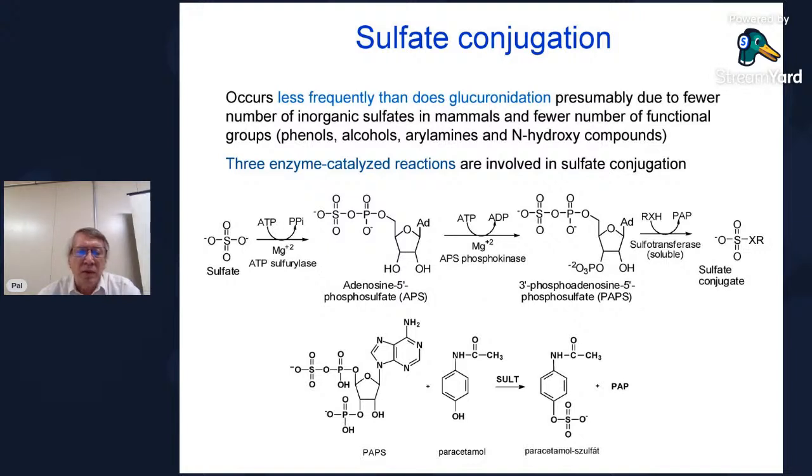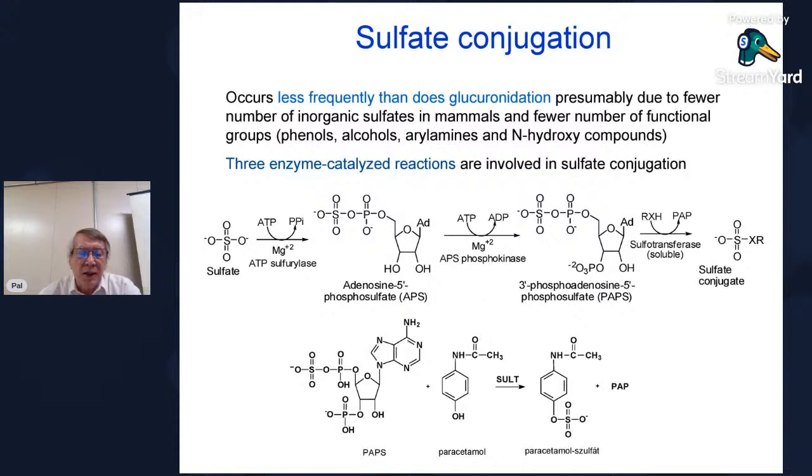Sulfate anions cannot directly react with phenols or alcohols, so the sulfate anions have to be activated, and the activated form of sulfate anion is adenosine phosphosulfate. This is the active form of the sulfate, and this active sulfate is further modified, phosphorylated at the 3' position of the ribose unit, and this will be the final active form of sulfate, the PAPS. In the presence of the sulfotransferase enzymes and the substrate molecule, which is paracetamol in our example again, it forms the sulfate conjugate.